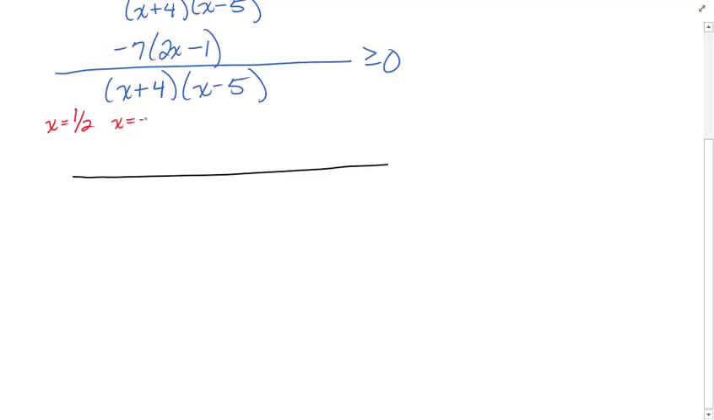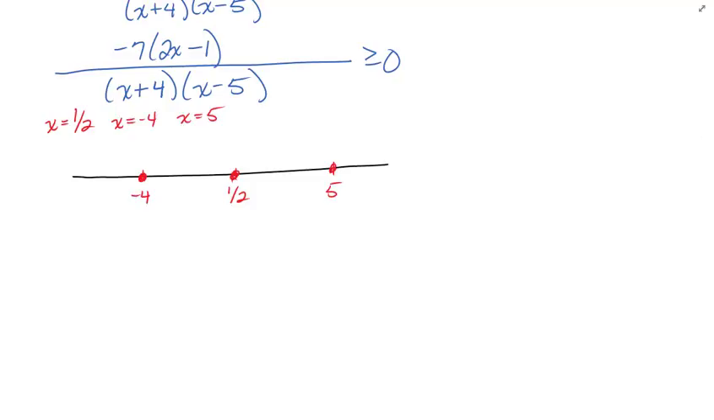x equals negative 4 from the bottom and x equals 5 from the bottom. And we want to put these on a number line. So negative 4, 1 half, and a 5. And now we've got 3 sections.